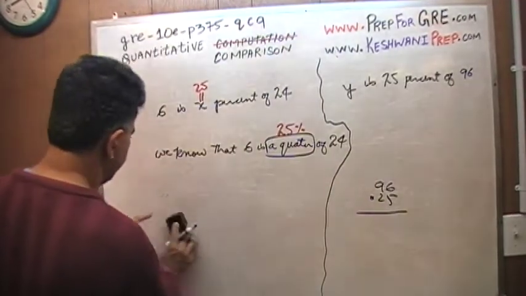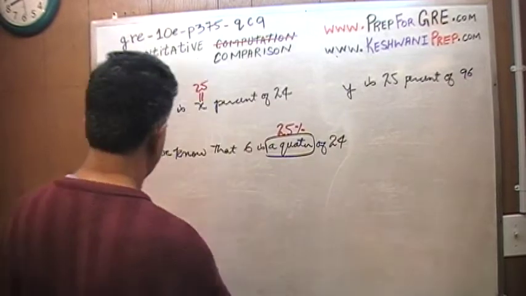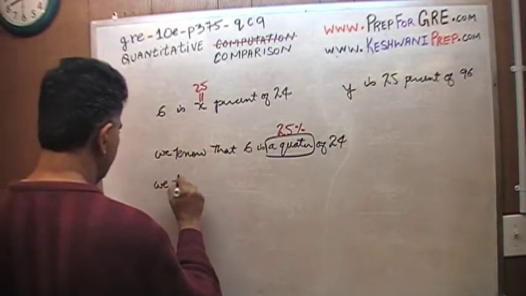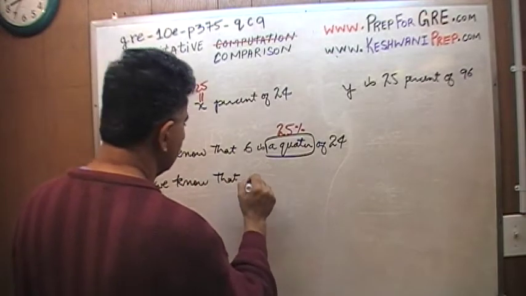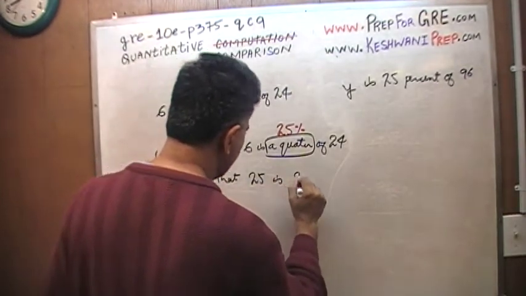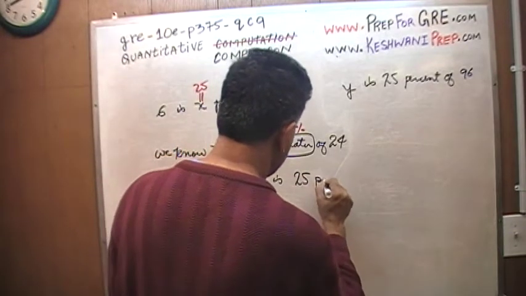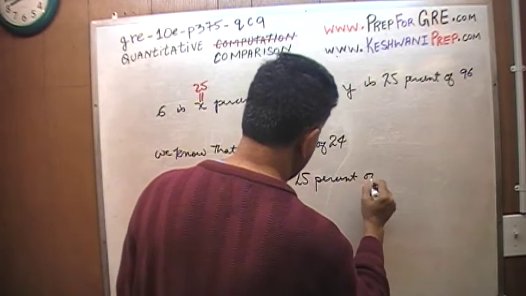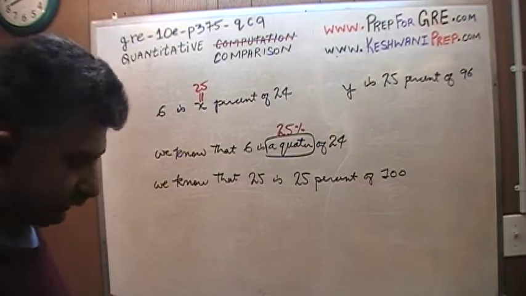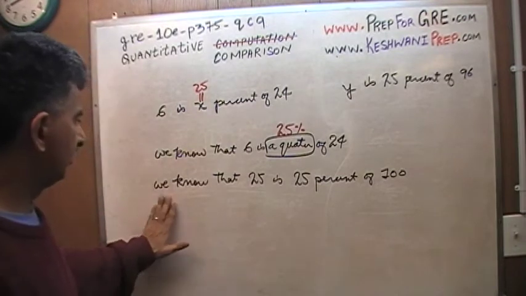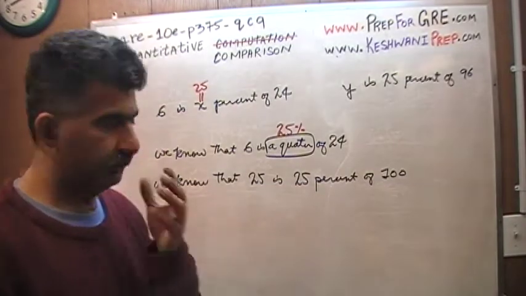I'm going to write it here actually. I'm going to continue our discussion here. We know that 25 is 25% of 100. We know that for a fact. We know that 25, nobody's going to argue with that. We know that 25 is 25% of 100.